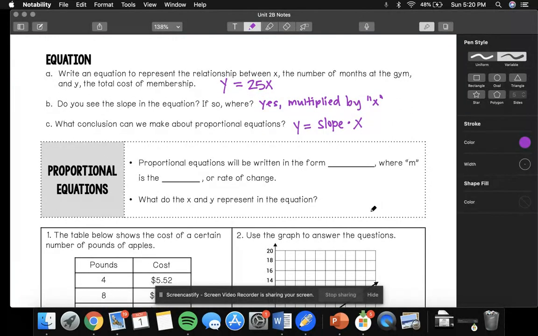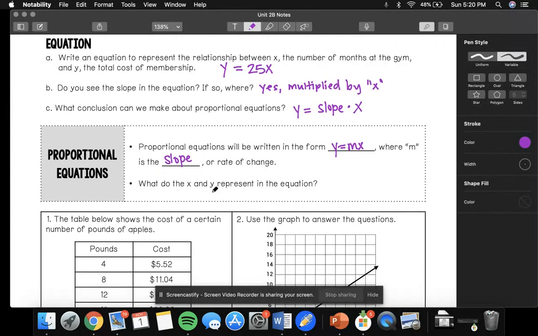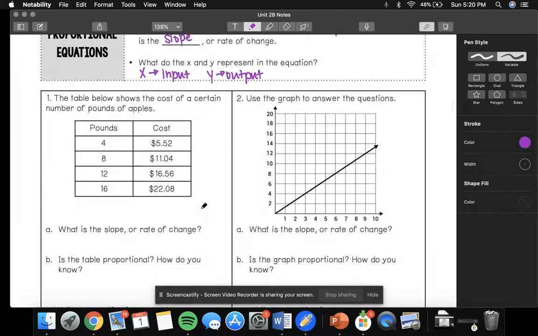Okay, so definition: proportional equations can be written in the form y equals mx, where m represents our slope. I don't know why they use the letter m, but they'll always use the letter m for slope. It's very strange. Okay, what do the x and the y represent in the equation? The x will represent our input, and the y will represent our output. It'll depend with word context problems, but we'll look at another problem.